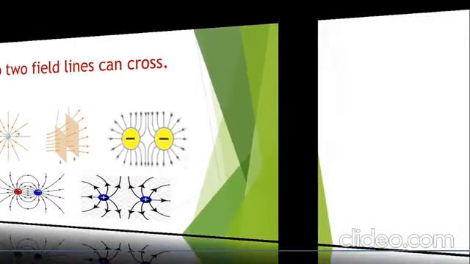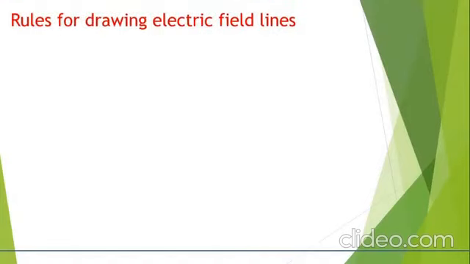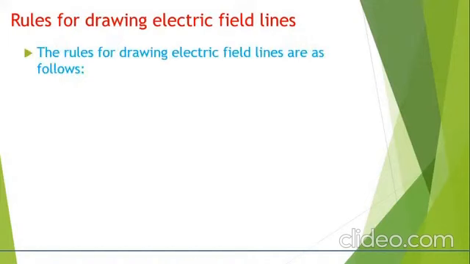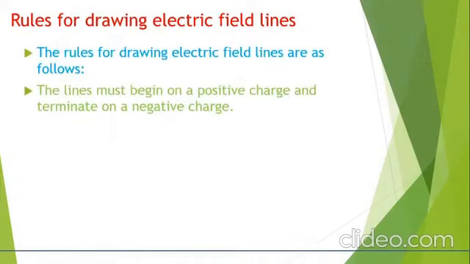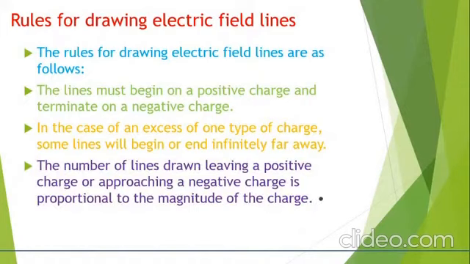Now I am going to recall all of the rules for drawing the electric field lines. The lines must begin on a positive charge and terminate on a negative charge. In case of an excess of one type of charge, some of the lines will begin or end infinitely far away. The number of lines drawn leaving a positive charge or approaching a negative charge is proportional to the magnitude of the charge. Also, two field lines can never cross each other.